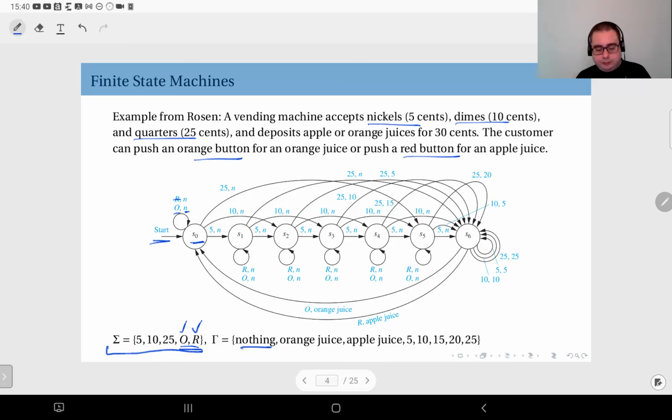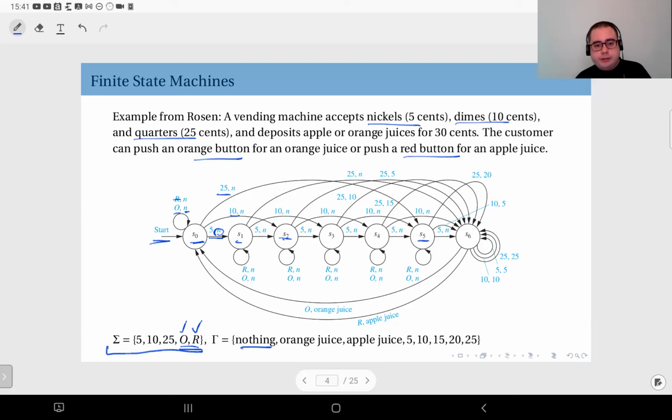On the other hand, if a nickel is deposited, then you transit to S1, signifying that now the total amount input is 5. Of course the output is nothing, so you are still expecting more money. Or if a dime is input, you go to not S1, but S2, signifying that now you have 2 times 5 in your system. Or if the input is a quarter, 25, you go to state S5, signifying that the total amount in the machine is 25.